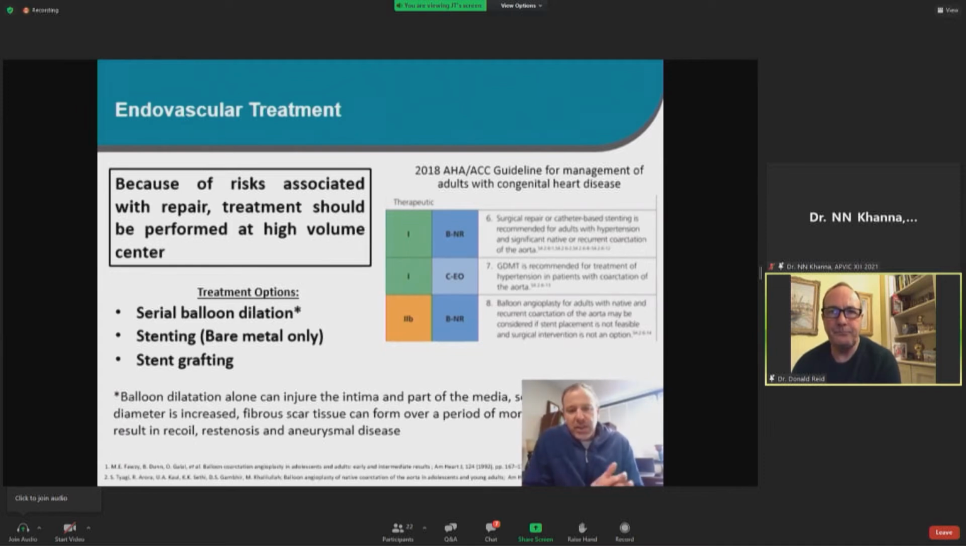Because of the risks associated with repair, treatment should, in my opinion and our team's, be performed at high volume centers. There are a couple different options, and again, I'm mainly talking about adults or larger individuals. I have really no experience with the pediatric population, but treatment options include serial balloon dilatation, stenting, bare metal only, and then lastly, stent grafting.